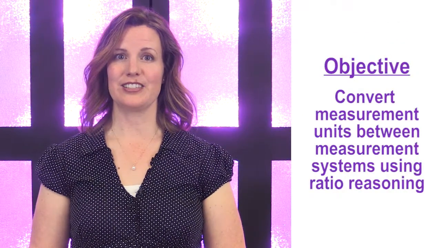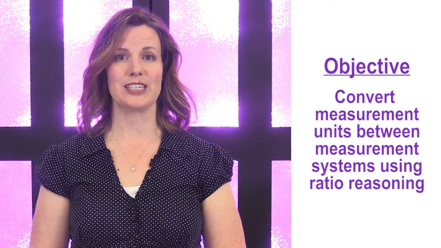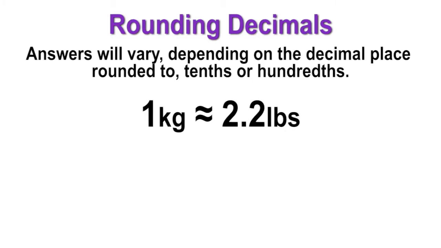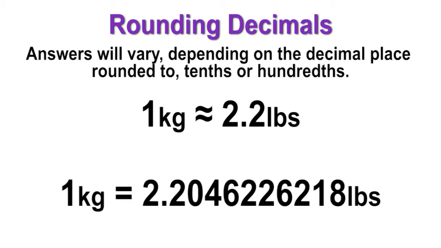The objective of this lesson is to convert measurement units between measurement systems using ratio reasoning. When calculating answers to measurement conversion problems, we often find the solution to be a decimal. Answers might have slight variations when students decide to round their decimal to the tenths or hundredths place instead of using the exact equivalent decimal. For example, 1 kilogram is approximately equal to 2 2/10 pounds and can be used instead of 1 kilogram equals 2.2046226218 pounds. The two wavy lines symbol means approximately equal.